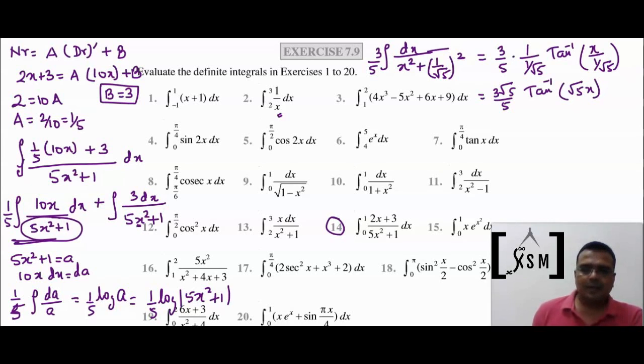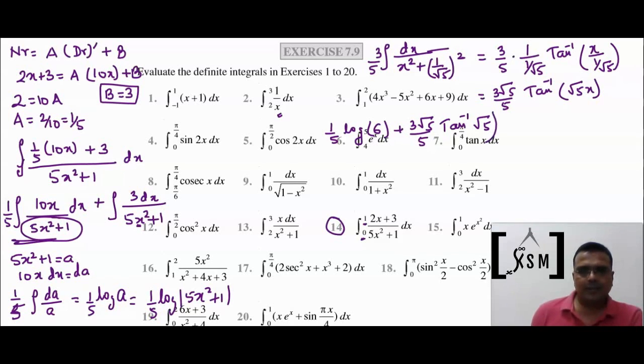And on that we'll have to apply the limit from 0 to 1. So I'm using the upper limit first, on both the terms. So be careful, guys. 1 over 5 log, upper limit is 1, so I'm getting log x, and then plus 3 root 5 over 5, and we get tan inverse square root of 5. That is my upper limit value.